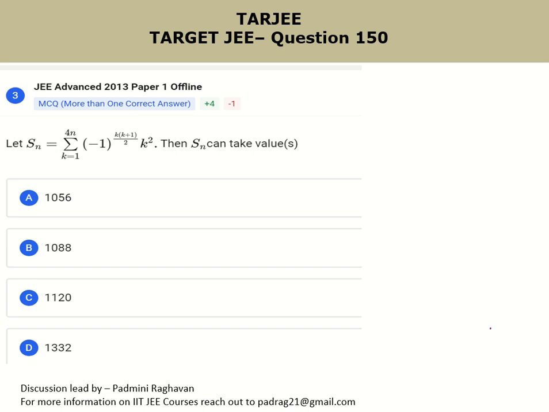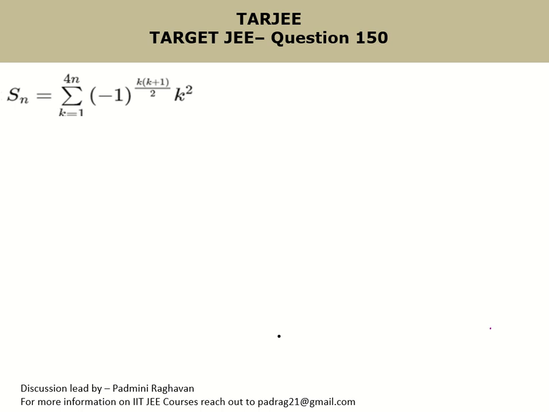A JEE Advanced question appeared in sequences and series. Sn is equal to the summation from k equals 1 to 4n of minus 1 power k(k+1)/2 times k square. Then Sn can take 1056, 1088, 1120, 1332. A multiple answer question, more than one option correct type.